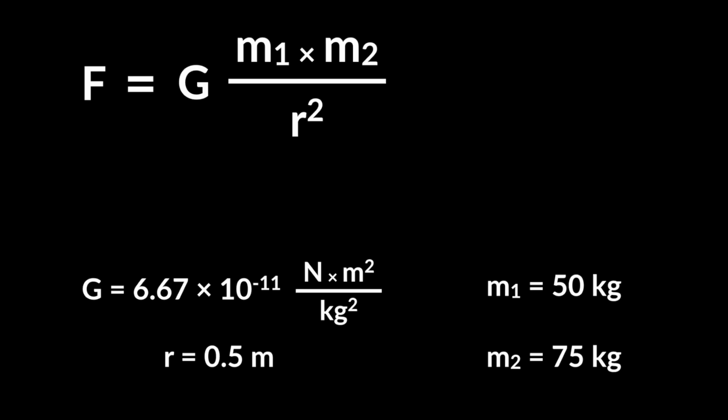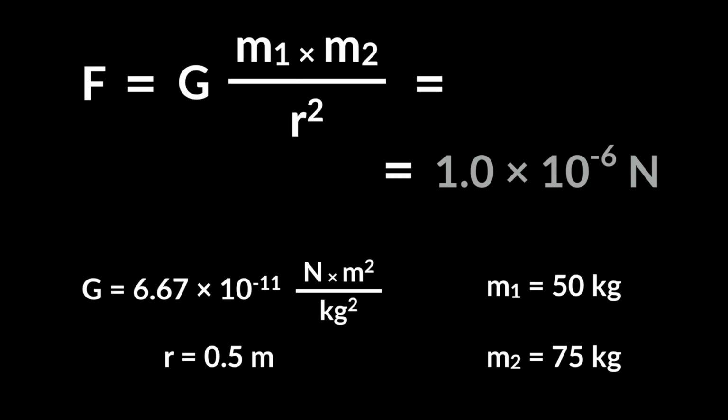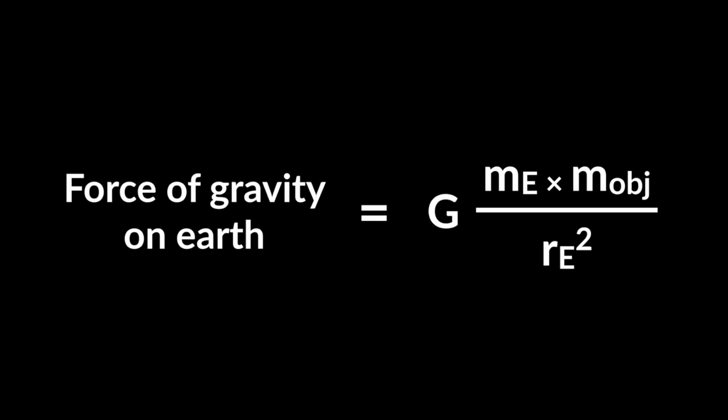And when we plug that into the equation, we get that the force of gravity between the two people is 1.0 times 10 to the minus 6 newtons. That's a very small number, but it shows that gravity does exist even between two people sitting next to each other. Now, you definitely won't notice this force, but if this were on a larger scale, the force of gravity is certainly noticeable.